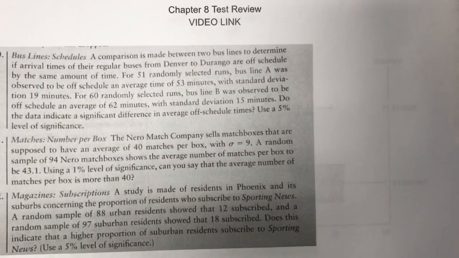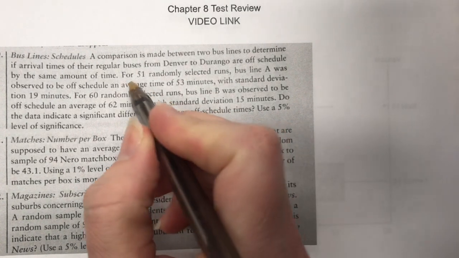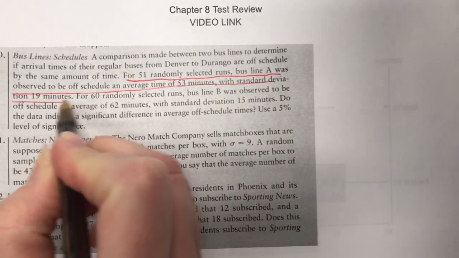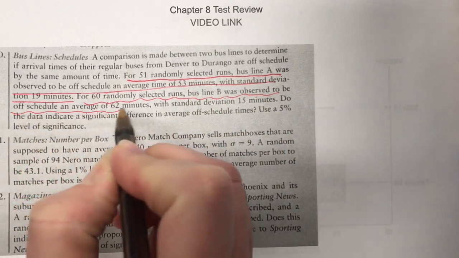So I just picked some questions from the book. You can kind of read through this here. I'm reading through it for the first time. So what we have, it looks like two different buses. So I'll underline bus A. And then for six, I'll kind of squiggly line this information.